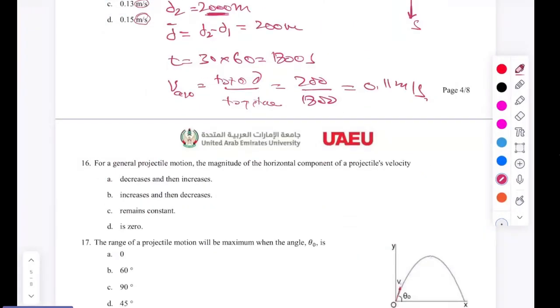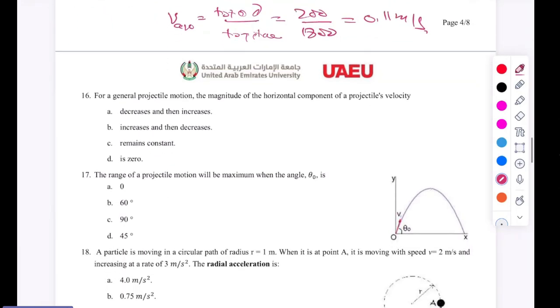Now, this is your type 3 question. For a projectile, the magnitude of the horizontal component of the projectile velocity. If the projectile moves like this, its vertical component is always changing, and the horizontal component always remains the same. So the horizontal component remains the same, which means C is the correct option.